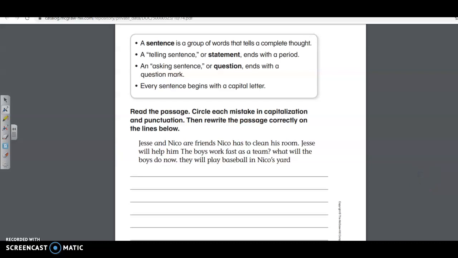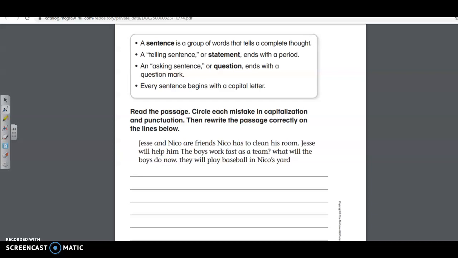Boys and girls, for grammar, we are going to pretend like we are teachers, okay? We are going to read the passage down below and circle each mistake in capitalization and punctuation. Then you have to rewrite the sentence with the correct capitalization and punctuation. Okay? So remember, a sentence is a group of words that tells a complete thought.